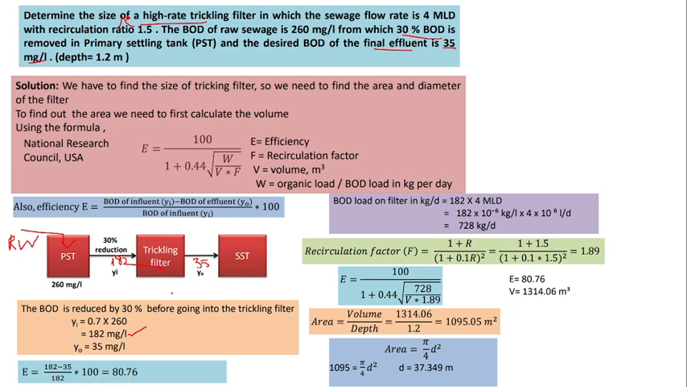To know the efficiency, we already know, right? Efficiency is determined by the incoming value Yi minus the outgoing value divided by the incoming value. This is how the efficiency is calculated. The question here is to determine the size of the trickling filter. To determine the size, the formula is, so here the size means we are going to find the diameter.